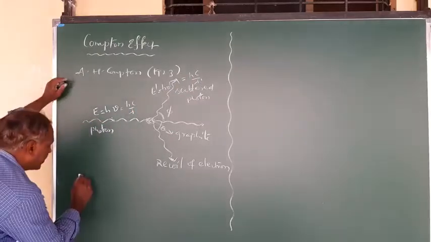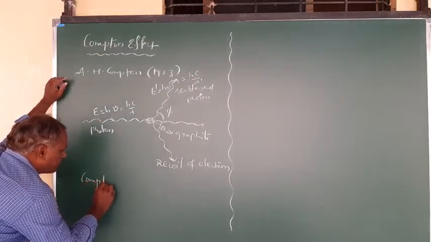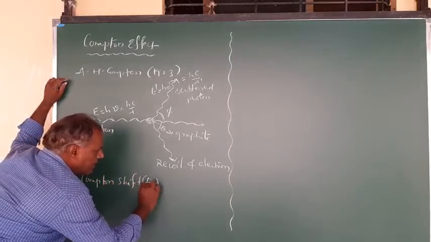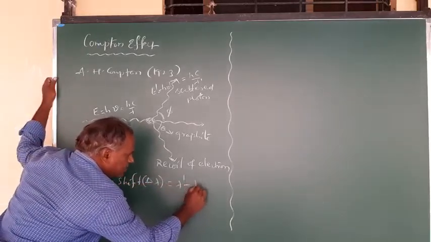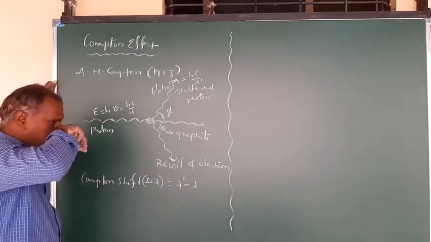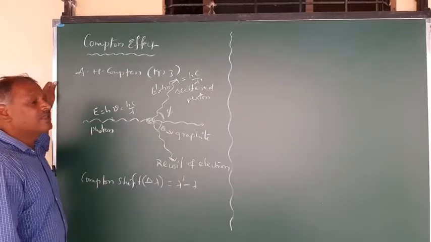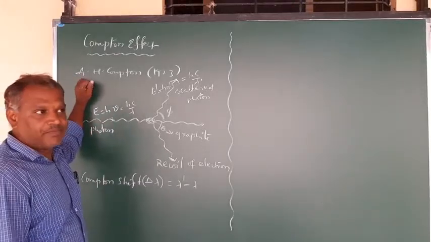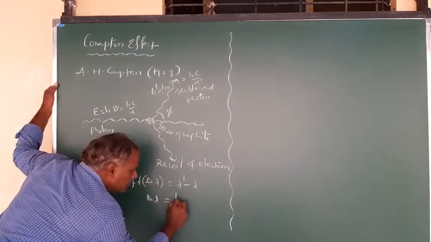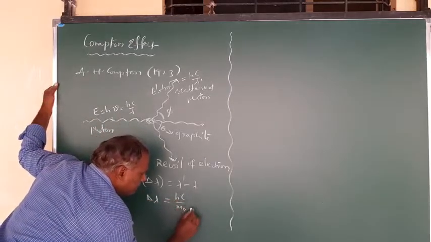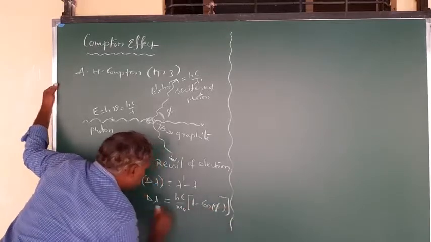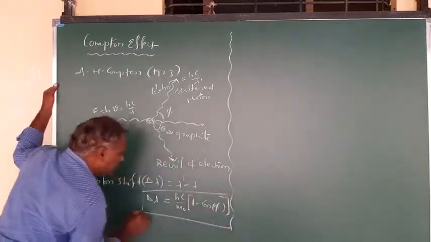So I can write here, it is the Compton shift, delta lambda, which is given by lambda dash minus lambda. This is called the Compton shift. By applying conservation of energy and momentum, it is derived and given by delta lambda is equal to hc by m naught into 1 minus cos phi. So this is the equation for the Compton shift.